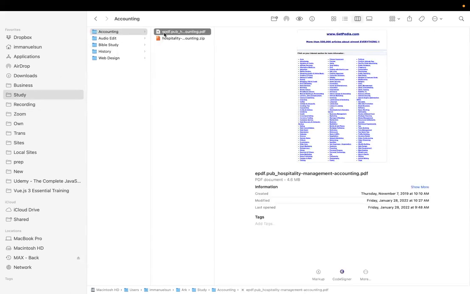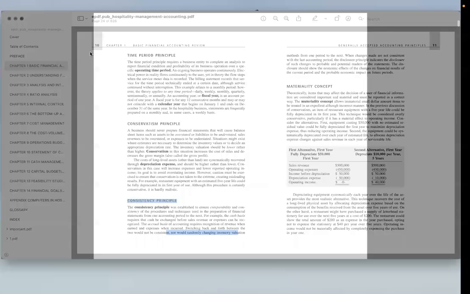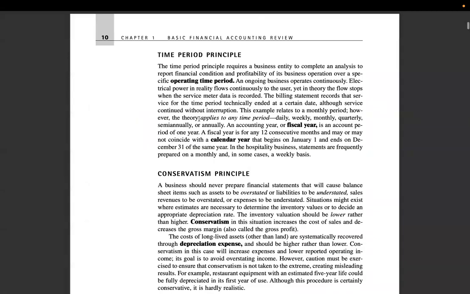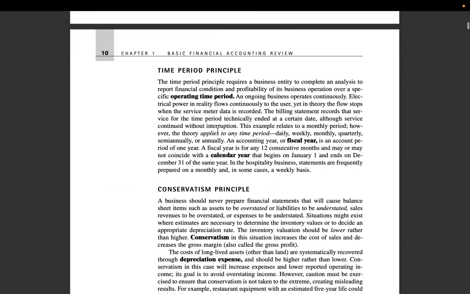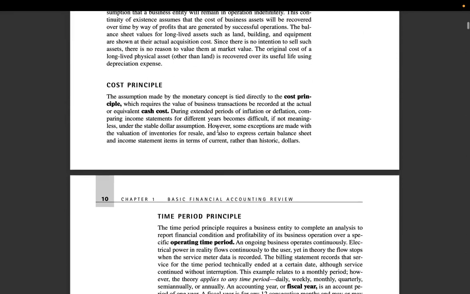Continue. That's where we were, am I right? So yep, we already did the time period principle. I think we had stopped at the cost principle, which is one right above it. I don't remember if we had read that. Time periods, doesn't matter. It's okay.